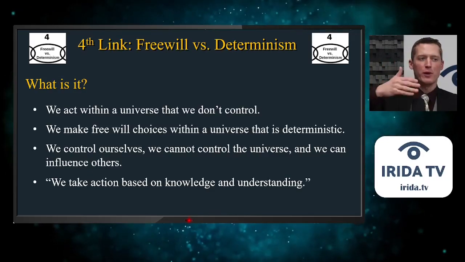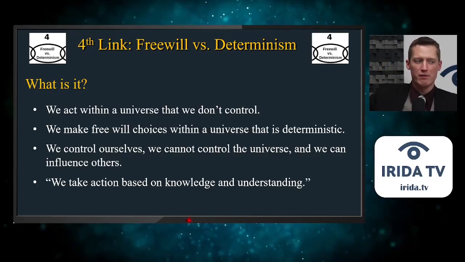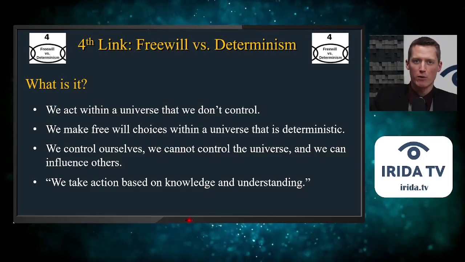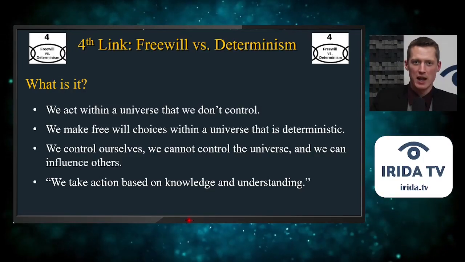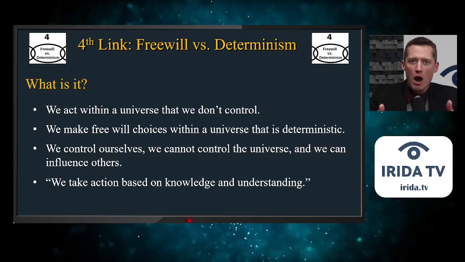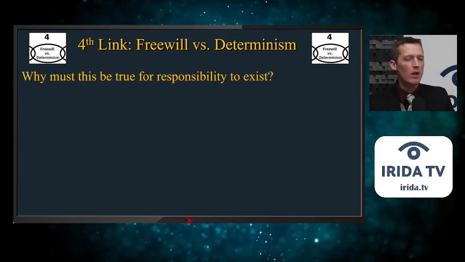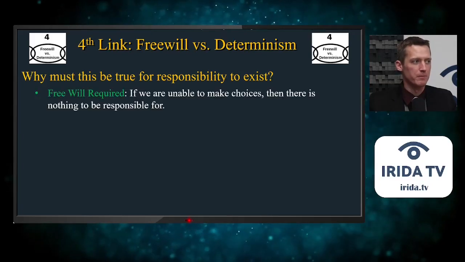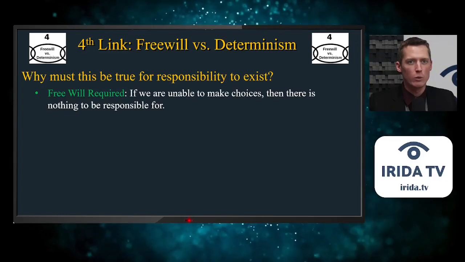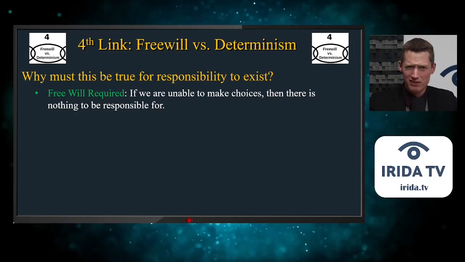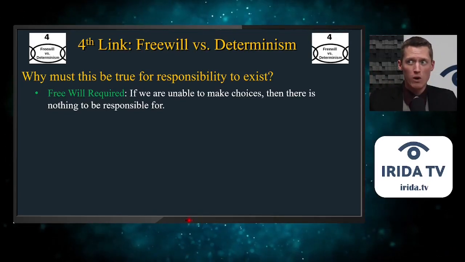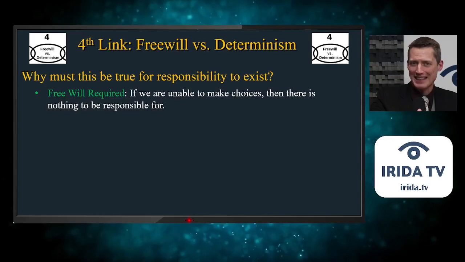So if we use our layman's terms as we've been moving forward: link 1, things are what they are, therefore link 2, things do what they do, therefore link 3, there are things to know and things to understand, therefore link 4, we can take action based on our knowledge and understanding. Why must this be true for responsibility to exist? We must have free will. Otherwise, we couldn't make any choices, right? The ability to make a choice is your free will. So if there was no free will, nobody could be responsible for anything because nobody ever made a choice.